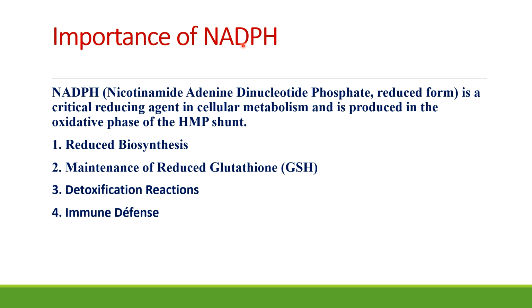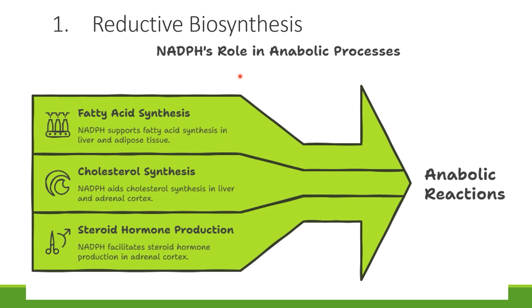Now coming to the importance of NADPH, the nicotinamide adenine dinucleotide phosphate, which is a reduced form of NADP+, this acts as a very important reducing agent in the cellular metabolism and is produced during the oxidative phase of HMP shunt, the first phase of HMP shunt. So its main functions are reductive biosynthesis, maintenance of reduced glutathione, detoxification reactions, as well as immune defense. First one is reductive biosynthesis. NADPH has a very important role in many anabolic reactions.